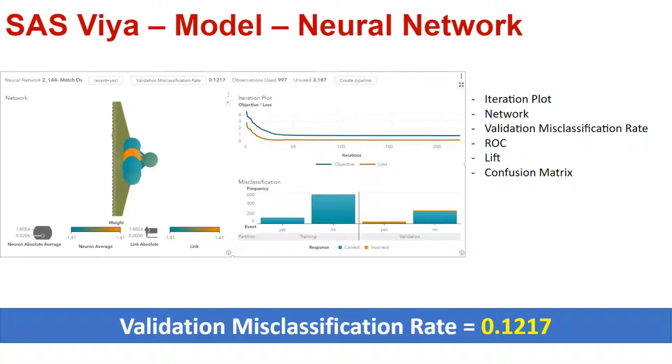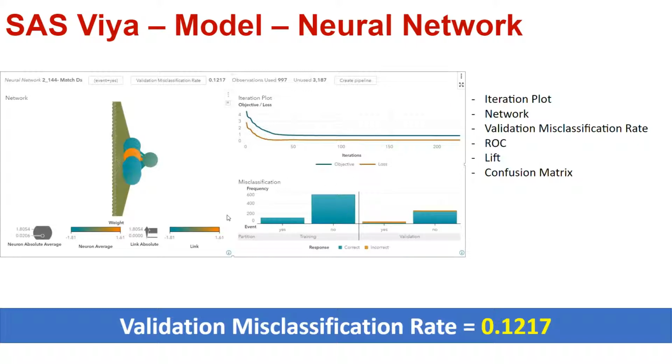And then we lastly did our neural network, and this gives a really good precision. You can see here the validation misclassification rate went down to 0.12, and it also built a really good iteration plot. Our frequency for the misclassification, for the true positive and true negative, was really good as far as the training and the validation data sets.